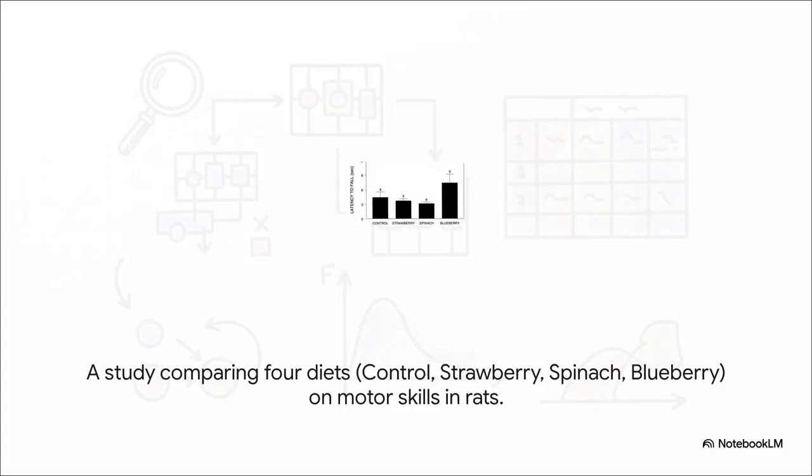So your exam gives you this bar chart. It's from a study on rats, and they're comparing 4 different diets to see how they affect motor skills. We've got a control group, and then groups that got strawberries, spinach, or blueberries. A higher bar means better motor skills, and right away, your eye is drawn to that blueberry bar, isn't it? It looks way better. But we can't just trust our eyes. We need the stats to back it up.